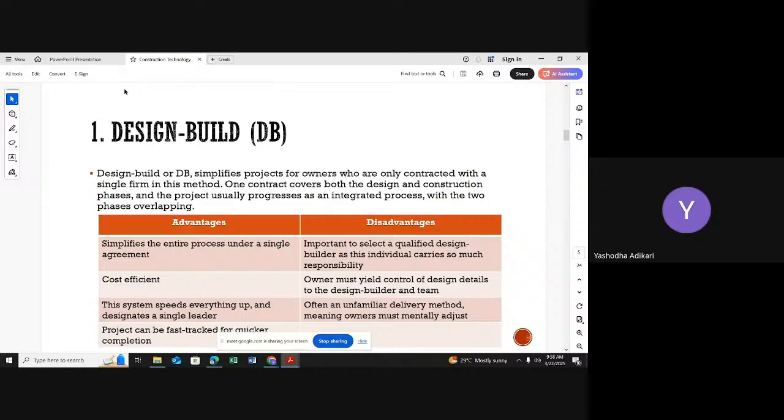As the same, there are some disadvantages also. If I ask what the disadvantages are, the first thing is, now think about if we follow this procurement method, we have to work with one person.